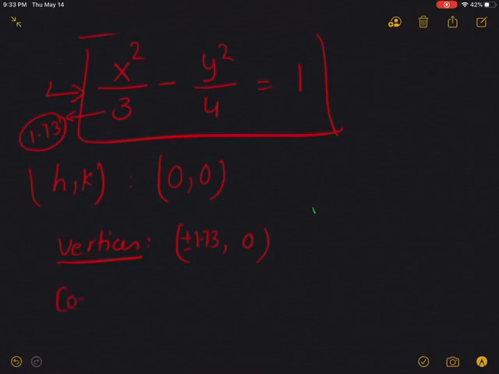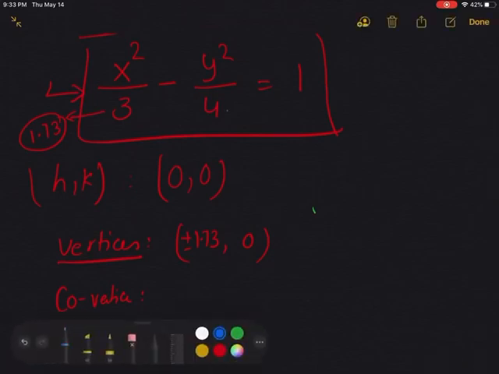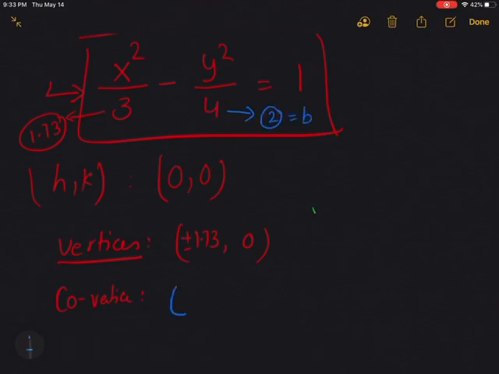How about co-vertices or the conjugate axis? So the conjugate axis is the y-axis, and we have 4 units on that, so it means it would be 2. The b value would be 2. So since it's on the y-axis, y would change, so 0 would stay the same. So on the y-axis, it would go by 2 units top and bottom, so that would be the co-vertices.